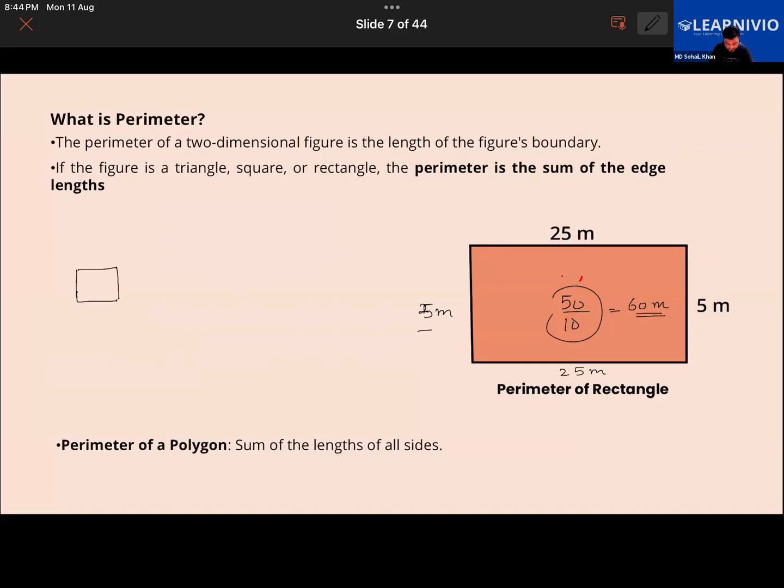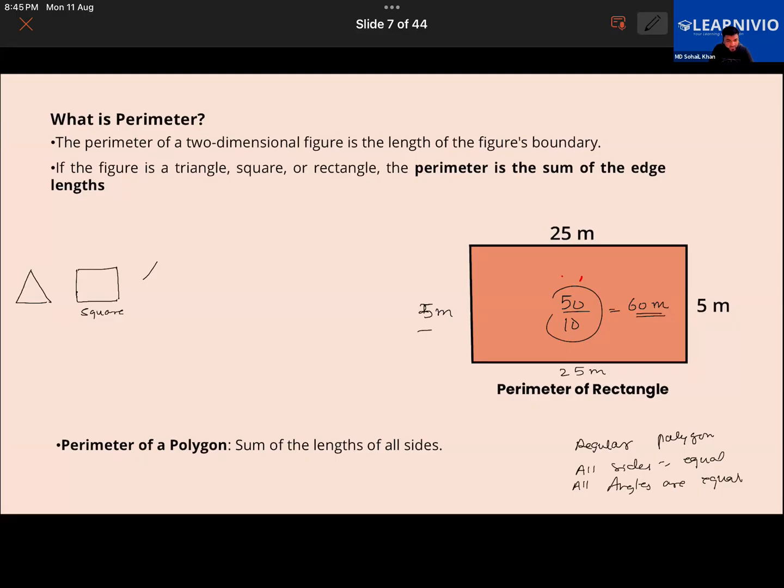For example, a square is a regular polygon. Triangle also is a regular polygon, but which one? An equilateral triangle is a regular polygon. Regular polygons: all sides are equal, and all the angles are also equal.